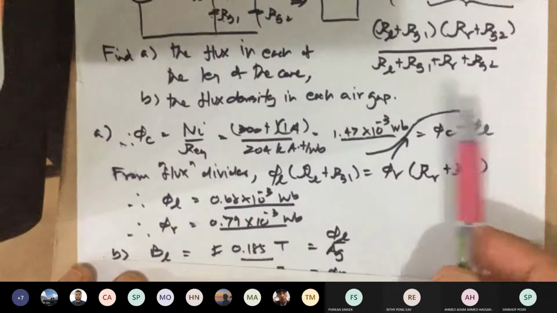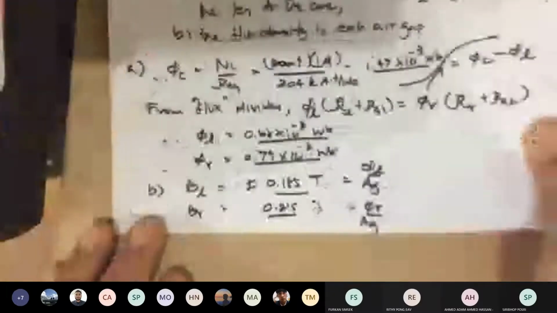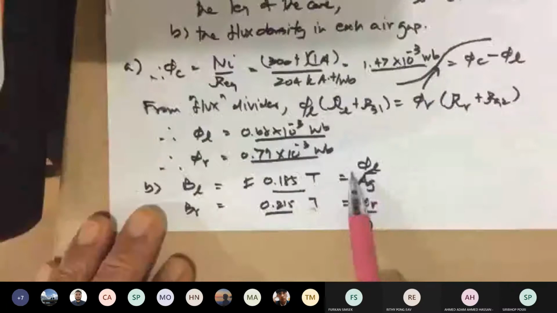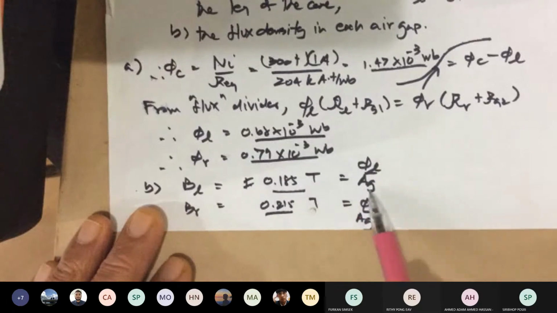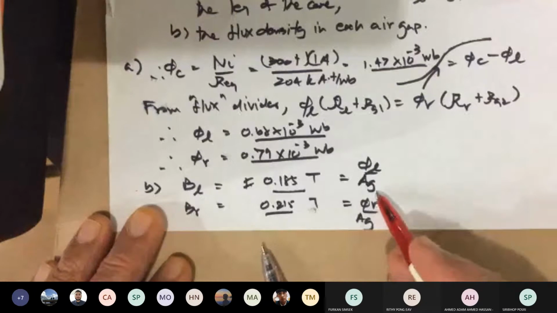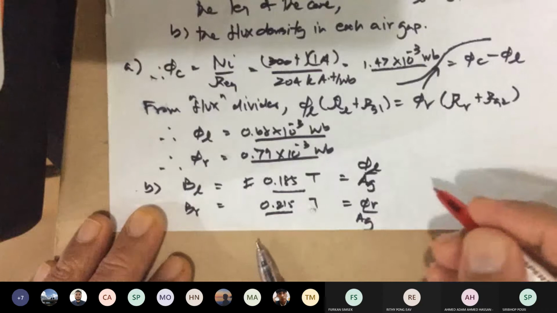Okay, so now part B, flux density in each air gap. Remember, we know that gap 1 is on the left leg. So BG1, the air gap on the left, I give you VL here, must equal phi left, the left flux, divided by AG, put that in there please, AG1. I think left is 1.